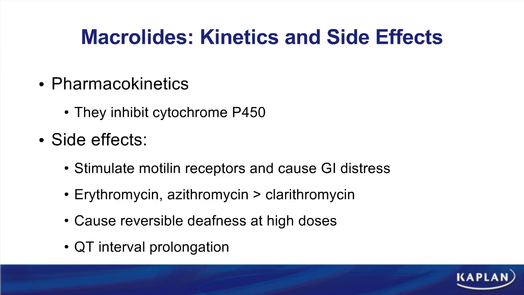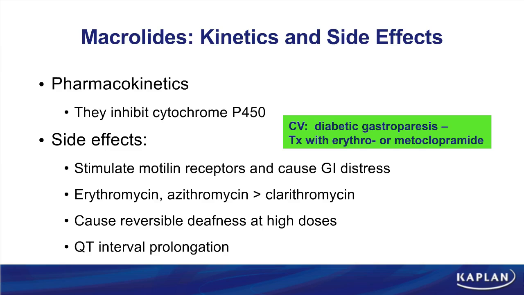A property of these drugs that's really a side effect but also a clinical use is that they stimulate motilin receptors. When you stimulate motilin receptors in the GI tract, while that can cause GI distress, that can also be a clinically useful property in treating gastroparesis. Commonly, you get a vignette with a patient who has diabetic gastroparesis. Remember that diabetics get a number of neuropathies, including damage to the vagus nerve, which decreases GI motility. Drugs that are useful in this condition include erythromycin or the pro-motility drug metoclopramide.